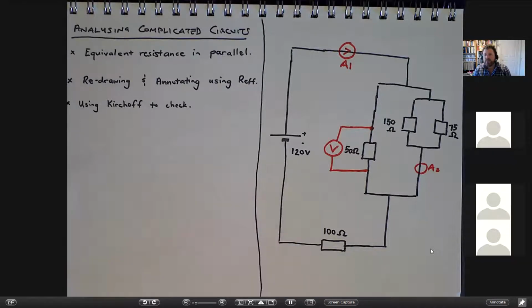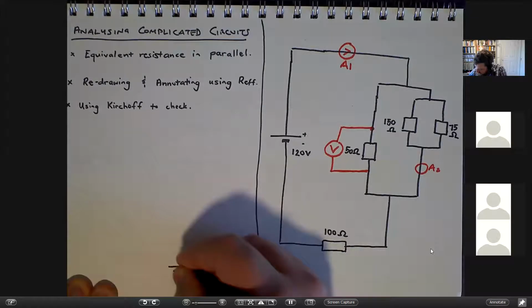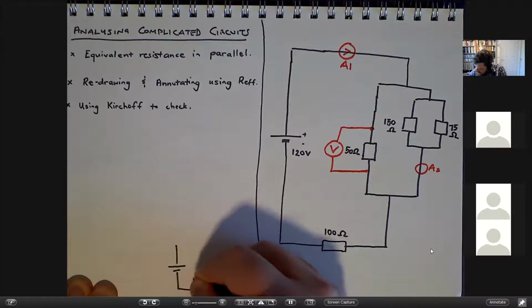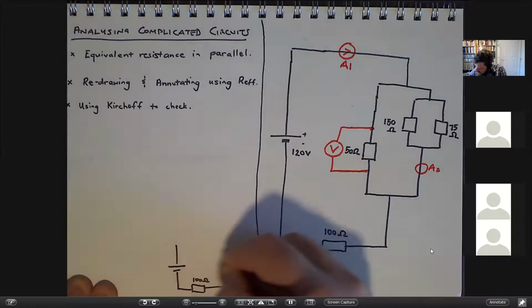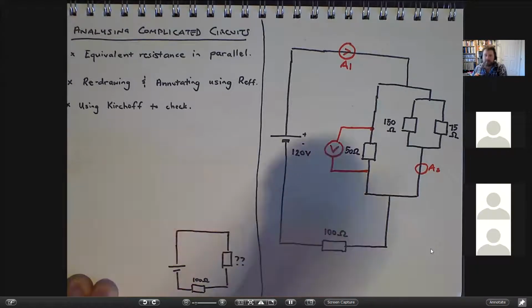Okay, what we want to do is start by looking at the circuit and thinking of it as a series circuit of effective resistors. So we want to think of this as this resistor plus some effective resistance for this complicated bit. And so the eventual aim is to write this circuit, I'm going to put this down in this bottom corner here, as 100 ohms and something like this.